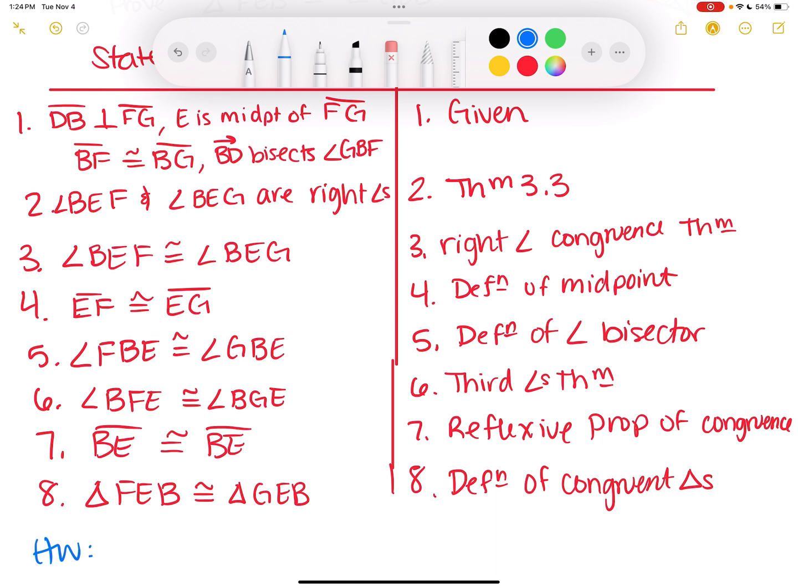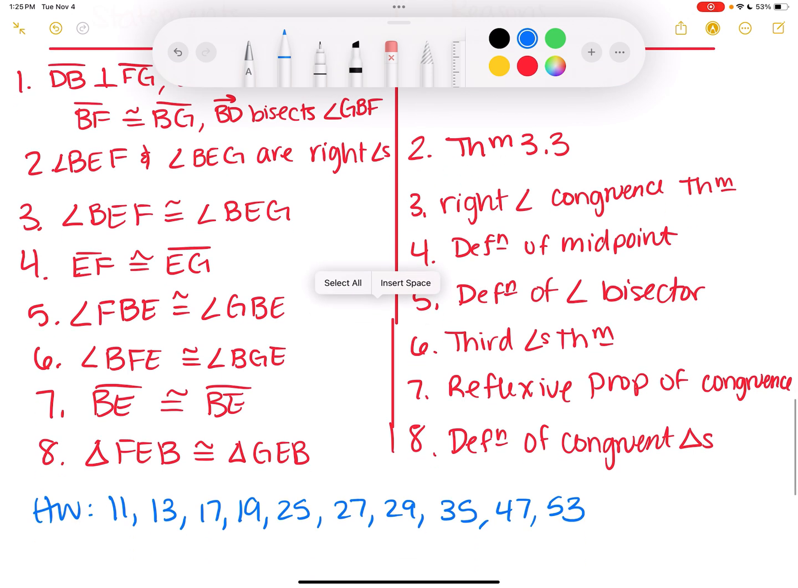All right, I'm going to put your problems here at the bottom. 11, 13, 17, 19, 25, 27, 29, 35, 47, and 53. Once you write all of those down, you can go. I would suggest at some point you attempt to look back over this proof and make sure you understand it. Maybe try to go back and do it on your own before the quiz to review. Make sure you understand what was happening. The one proof that you have to do, you're just filling in the blanks, and it's much easier because you're just writing in the reasons for everything.